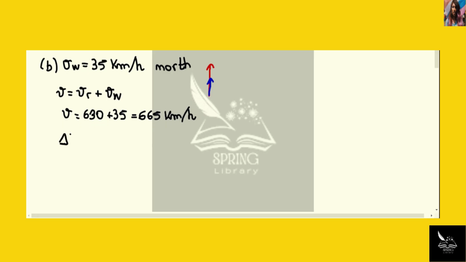And delta T, again, will be 750 kilometers divided by 665 kilometers per hour. So this is 1.13 hours.